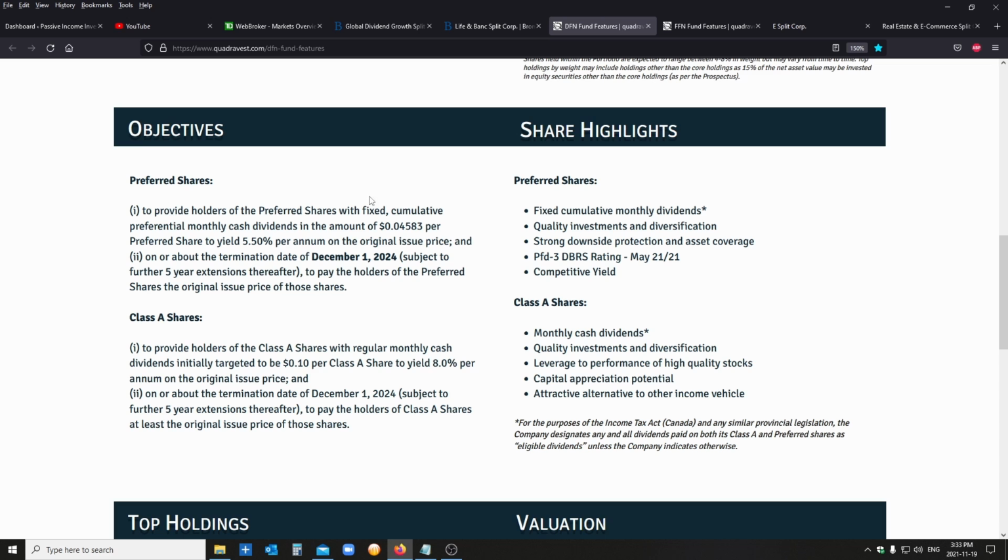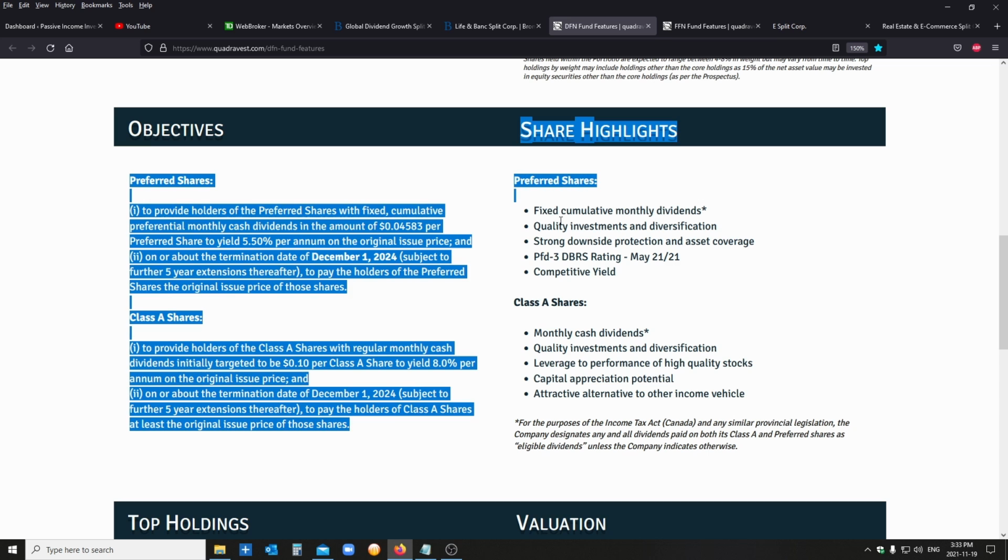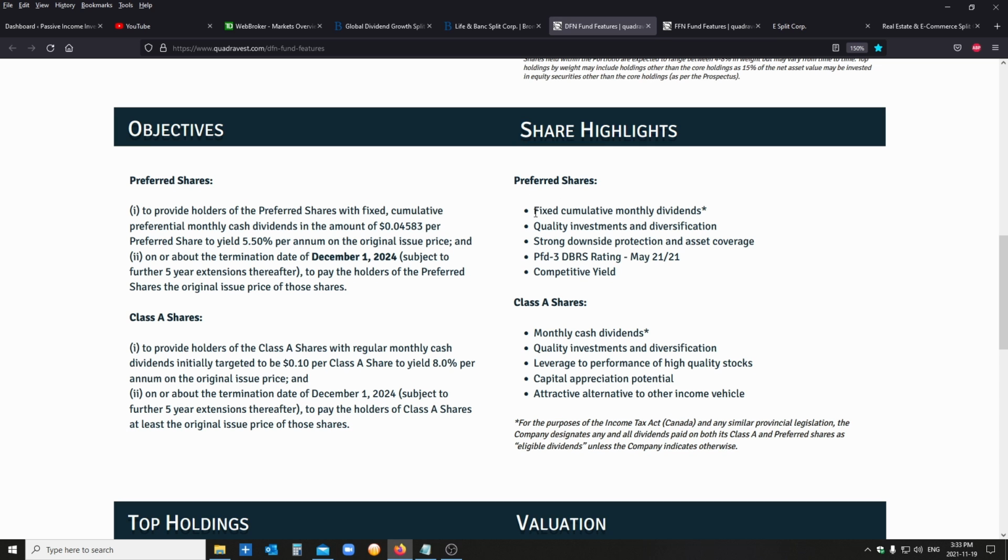So if you scroll down, you could see the information. Here's the termination date, December 1st, 2024. All the information you need about the preferred shares and the Class A shares, which we've already discussed, right? Monthly cash distributions on the Class A shares, leverage to performance, right? Leverage, capital appreciation, attractive alternative to other income vehicles. They're missing an S here.